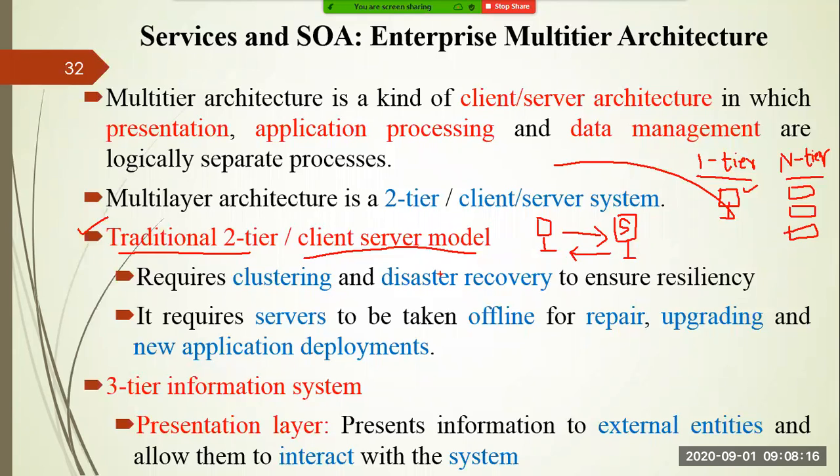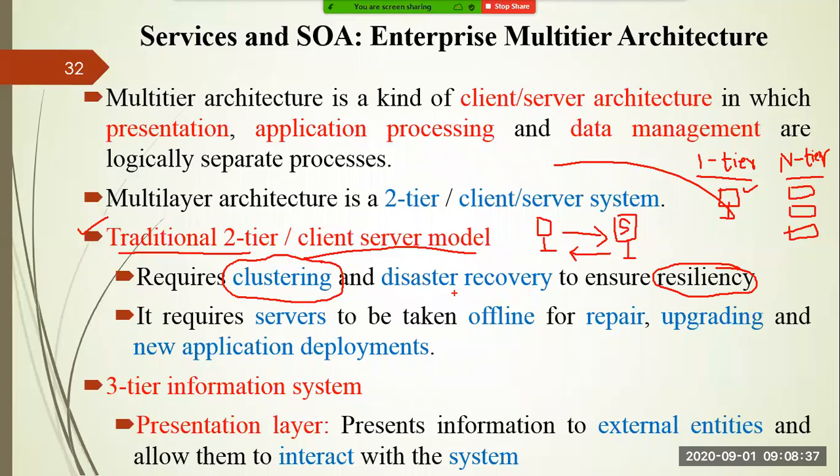If you go for the traditional two-tier architecture, it requires clustering and disaster recovery in order to ensure resiliency. Clustering is nothing but a grouping of various resources. So these two things are required: clustering, where you have to group the computers, and in case of disaster, how you can recover the data. You have to do that.